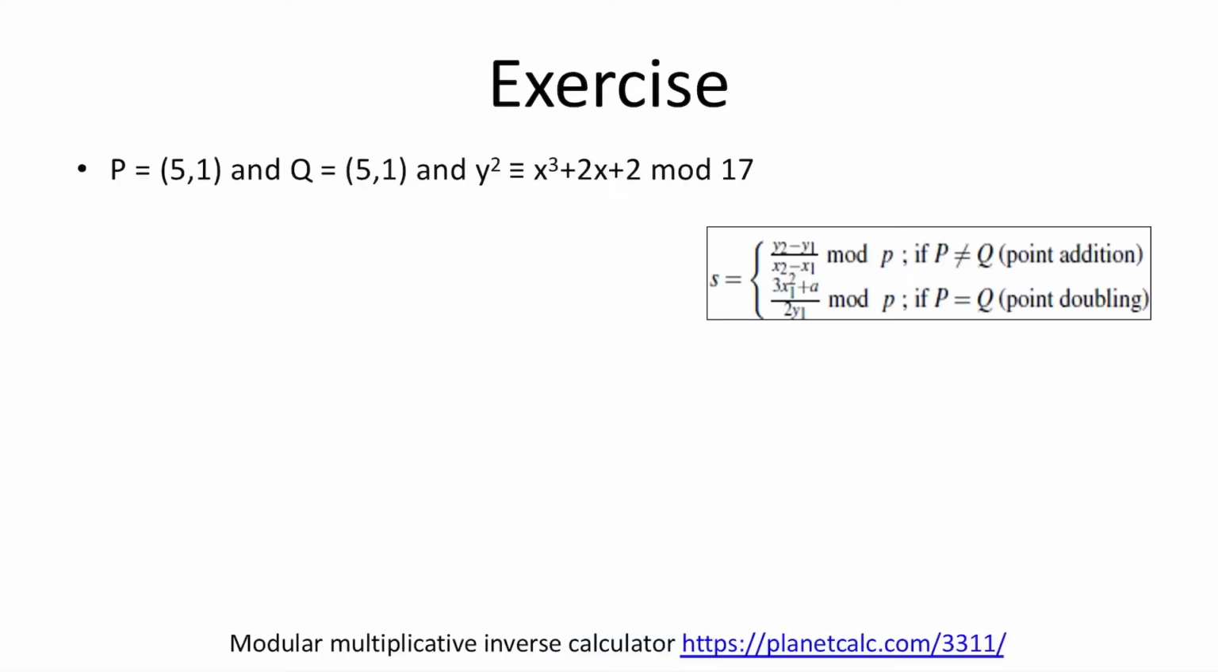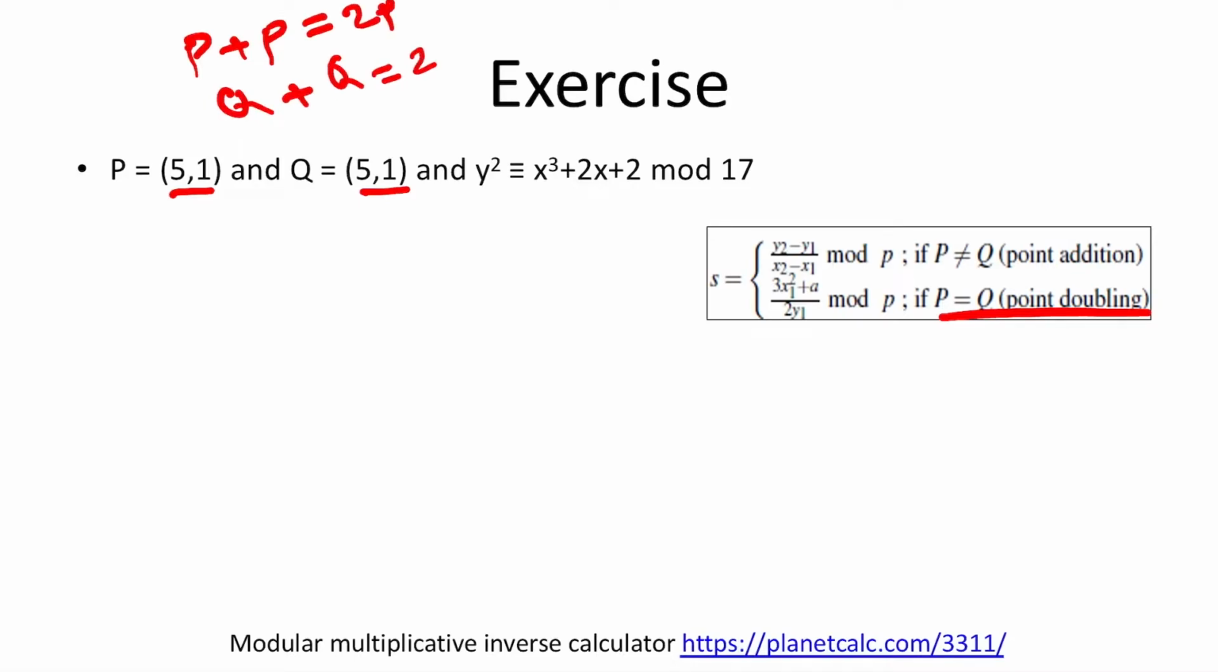Now we have a scenario where the two points to be added are the same, which is (5, 1). So this is a point doubling scenario, right? I can also write this as either P plus P or Q plus Q. This would be doing 2P, this would be doing 2Q, since we're referring to the same point. This means that to find the slope, we're going to use this second formula right here.